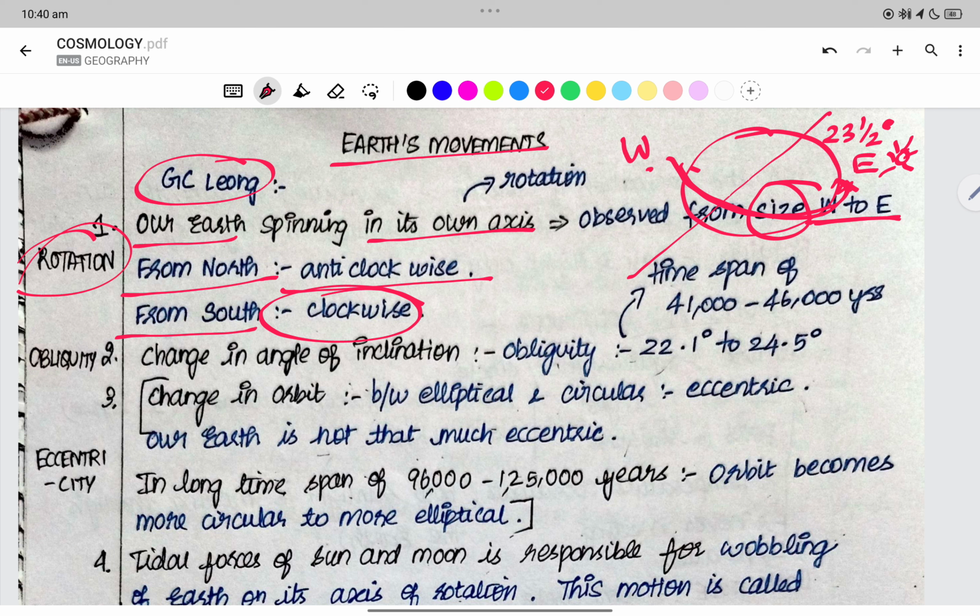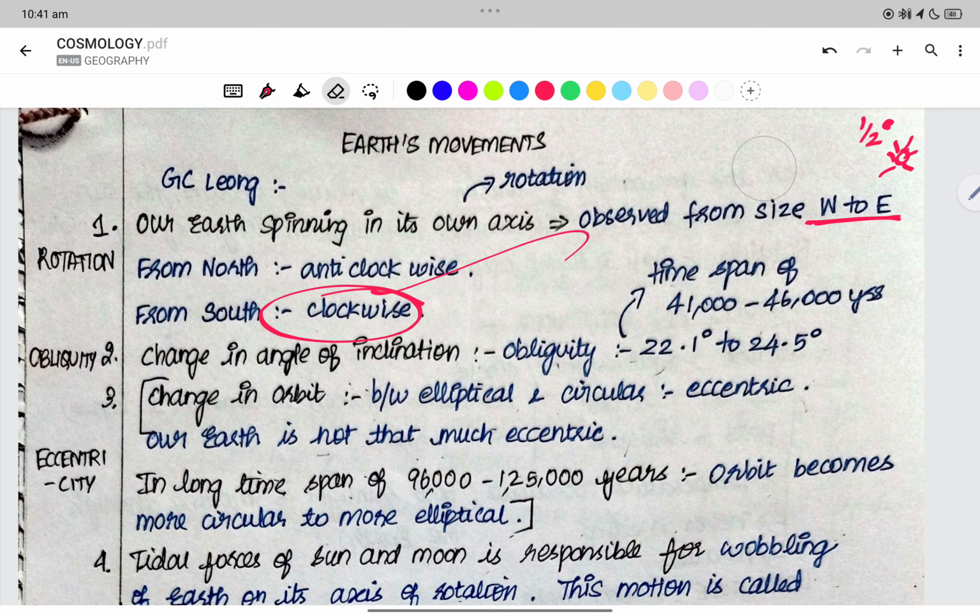So the rotation of the earth, since the majority of the people are in the north, we say that the majority of the land is in the north. We say that the rotation of the earth is in the anti-clockwise direction. Specifically, with respect to north, it is anti-clockwise direction, and south it is clockwise direction.